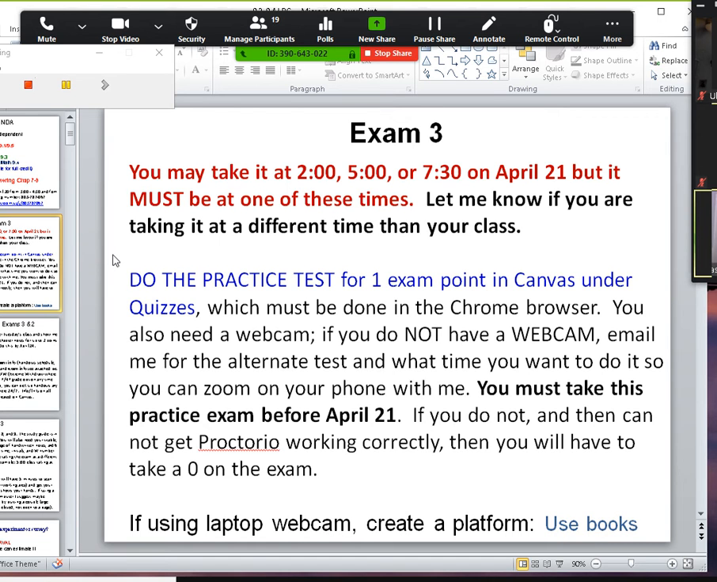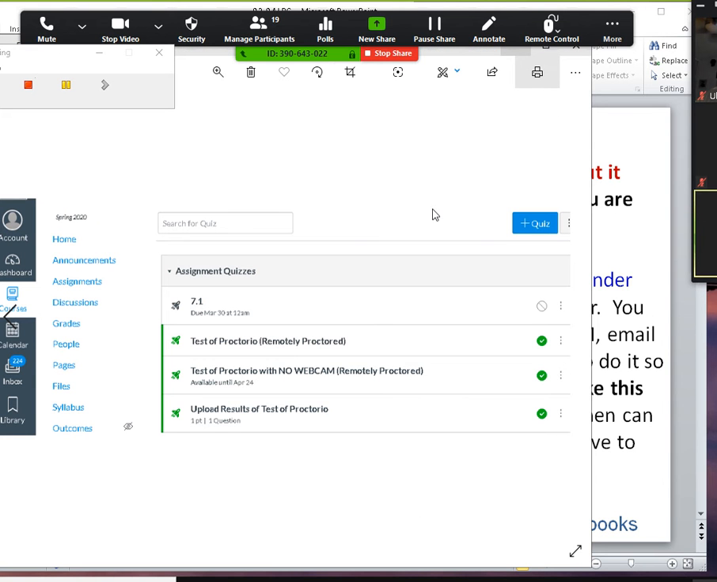Right, so there's a practice exam. So if you go to Canvas, let me get my little pictures out here. If you go to Canvas and you go to quizzes, which is down here somewhere, I think. Then they'll pull up this part here, and you won't see the 7-1 because that's hidden. That's actually gone. But you should do the test of Proctorio, remotely proctored. That's your practice test. That's just a practice. It's worth 1 point on your exam.